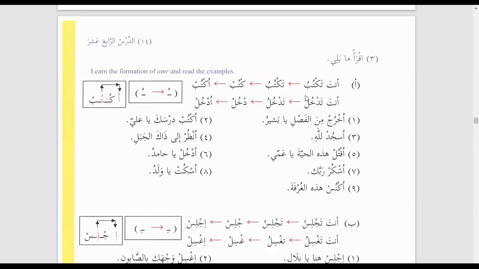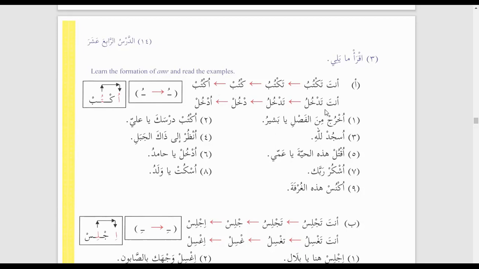Okay, so here they have explained the procedure like I explained it to you earlier. For example, anta taktubu. Taktubu is the mudari form of anta, that is the second person. And what we have to do, we have to make the last letter sakin, and we have to drop alamatul mudari. So it has become katub, in fact. It's not readable, so what we have to do now, we have to add hamzatul wasl, and hamzatul wasl will take dhamma if the second letter has dhamma here. So that's why it is uktub.